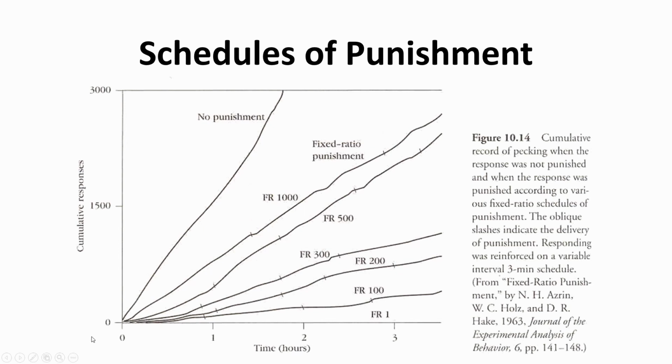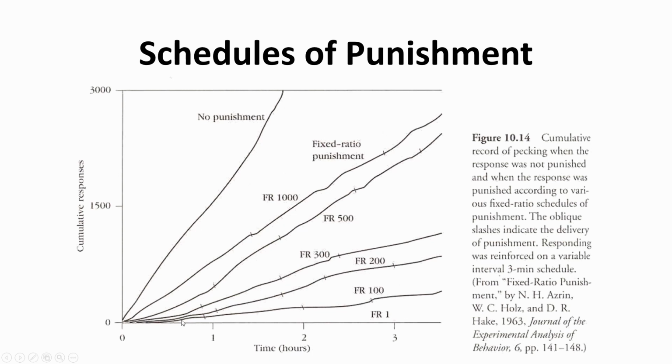changes. So for this graph here, we're looking at cumulative number of responses. So a higher value here means that they are doing the conditioned response or the operant response a lot more often. A lower score means that they're performing that behavior less often. And then this axis is just time as per usual. So our first line here is there's no punishment. So if there is no punishment for performing that action, then they're going to perform that action fairly often and fairly quickly. So, a pretty steep slope.